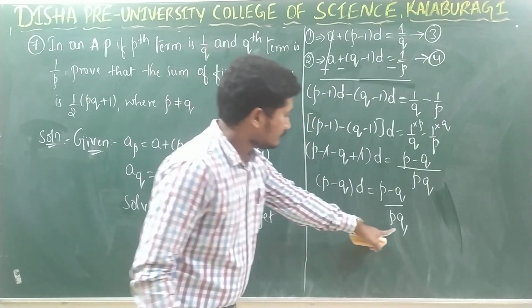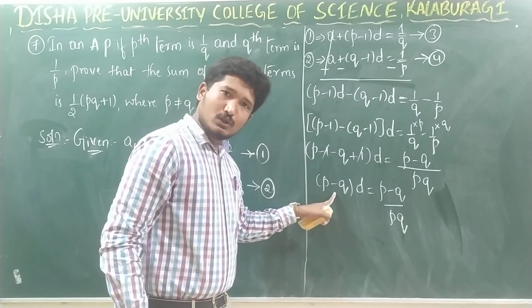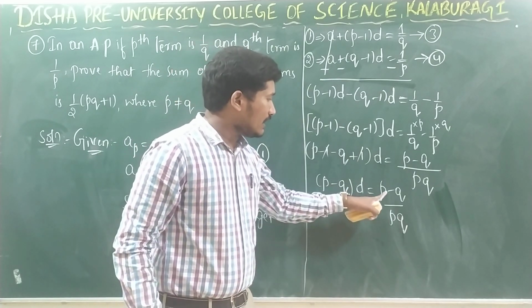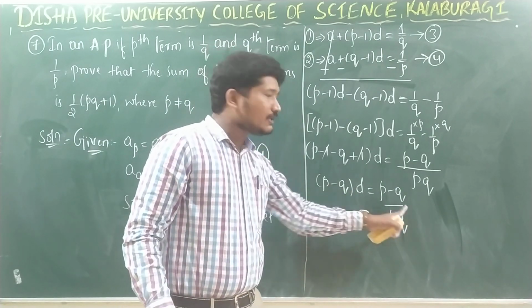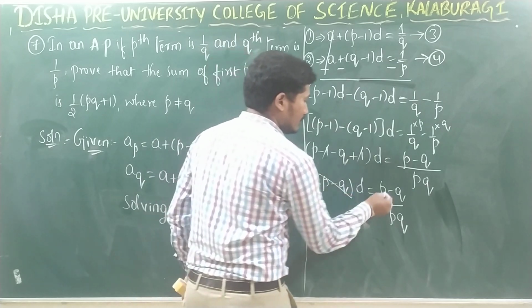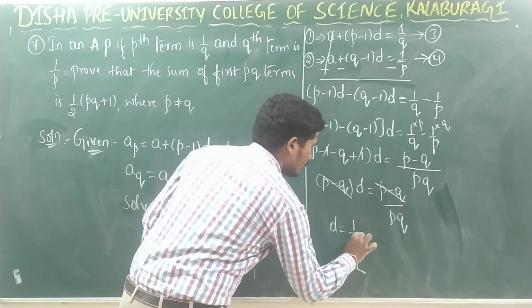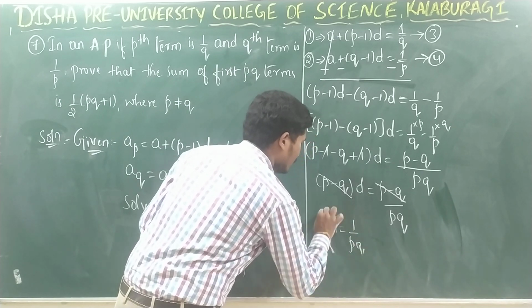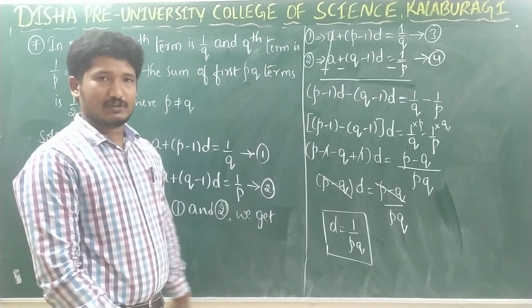Now, on the LHS we also have p minus q, and on the RHS we also have p minus q. So when I transfer this from LHS to RHS, it goes to the denominator. So p minus q gets cancelled. So the value of d will be 1 divided by pq. So you have got the value of the common difference.